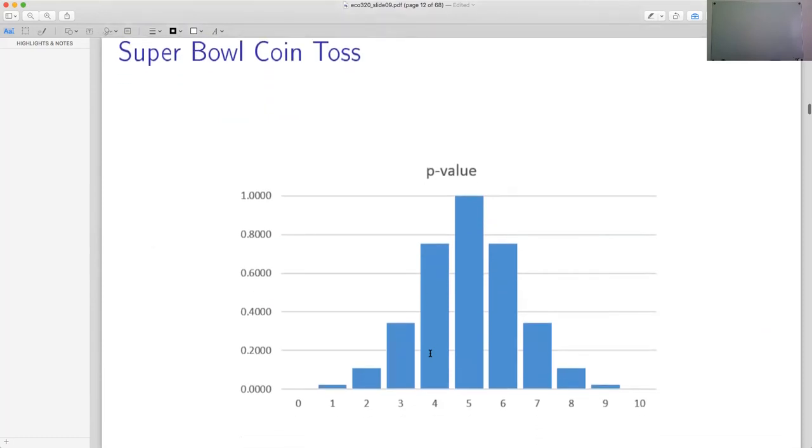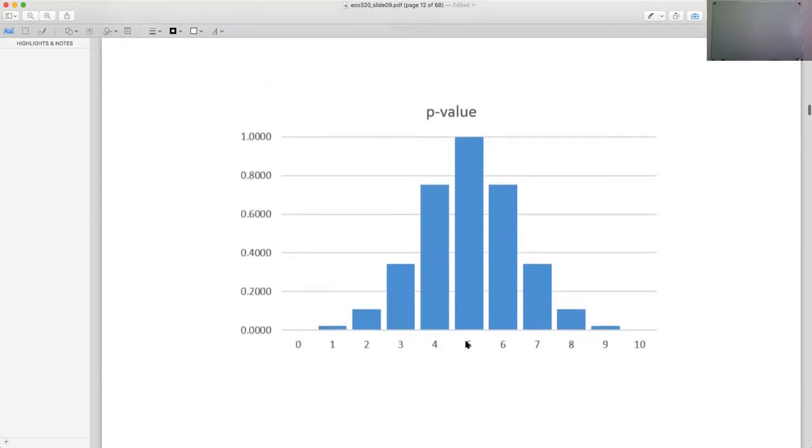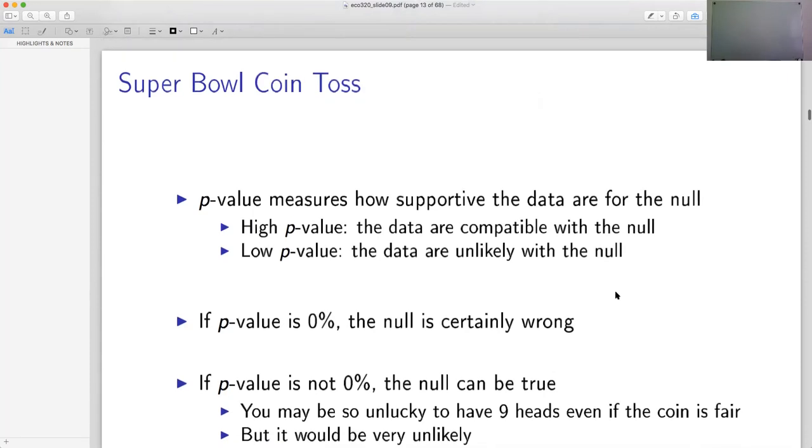Based on that, the probability that you get 5 heads, 6, 7, 8, 9, or 10, you just plot them as a p-value distribution. It looks like a normal shape, right? As you can see, those are the probabilities. The p-value measures how supportive the data are for the null. A high p-value means the data are comparable with the null, but a low p-value means the data are unlikely under the null. So a low p-value means you are more likely to reject the null hypothesis.